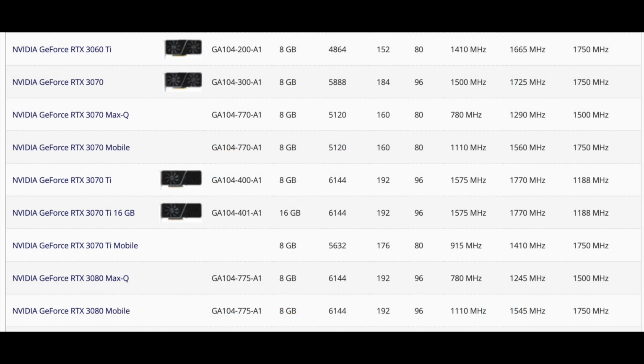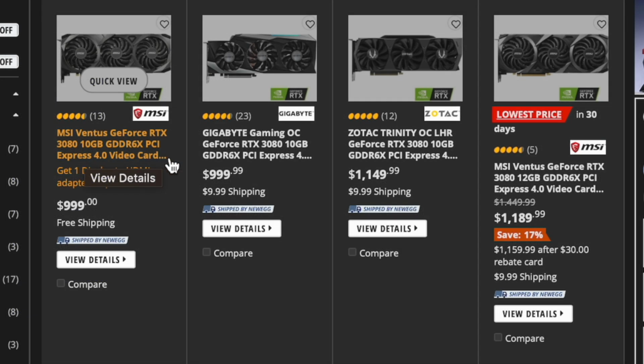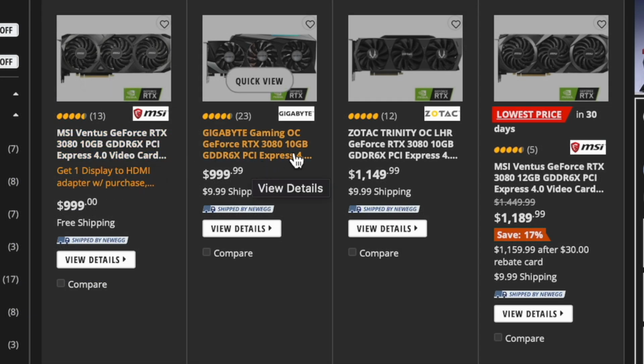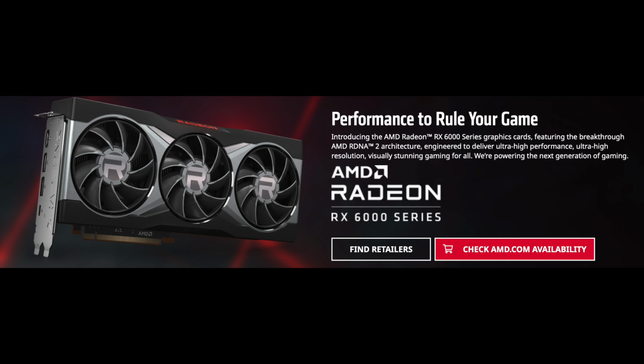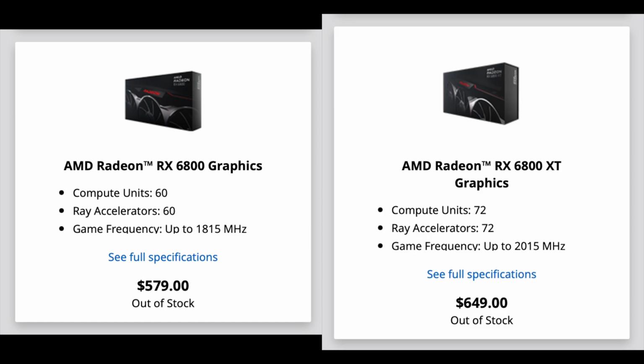Fun fact, all three are based on the same GA104 die. So you are left with a choice to pay the higher price on the older card in short supply, or pay more and get slightly better performance on the newer card. What about AMD? The RX 6800 has an MSRP of $579, while the 6800 XT is at $649.